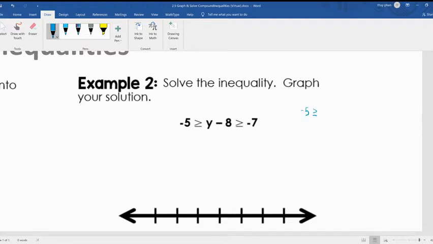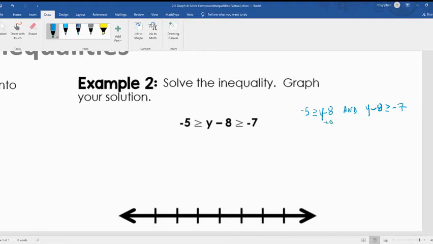is greater than or equal to y minus 8. That's one inequality that I see. And notice I wrote the word "and." It's really important that you write "and" if you're going to do it this way. If you forget the "and" or the word "or," you'll be marked off. So make sure you write that down. So we have -5 is greater than or equal to y minus 8, and y minus 8 is greater than or equal to -7.